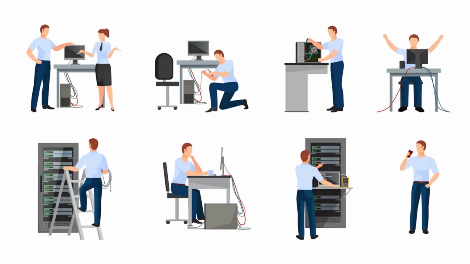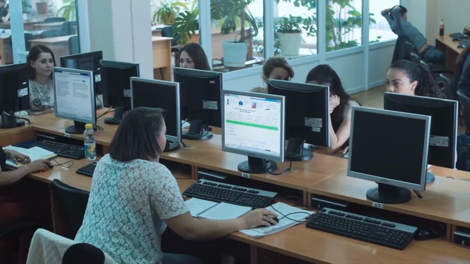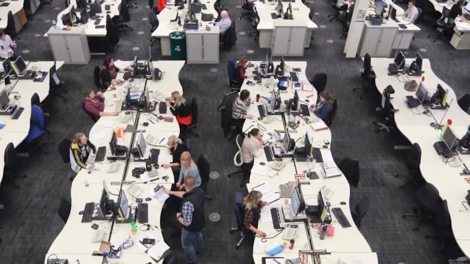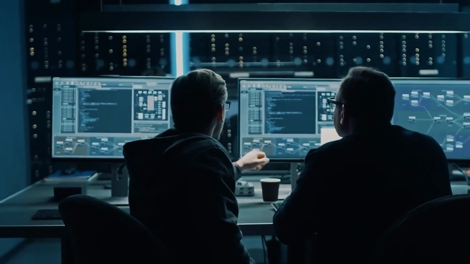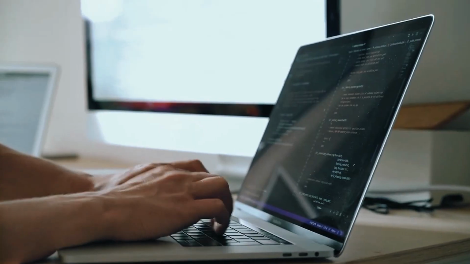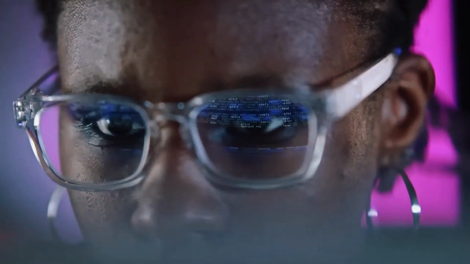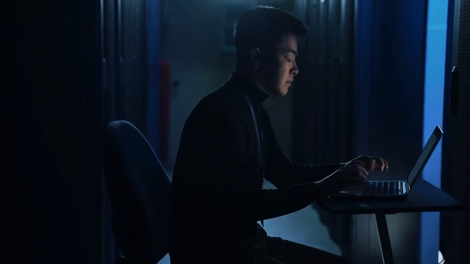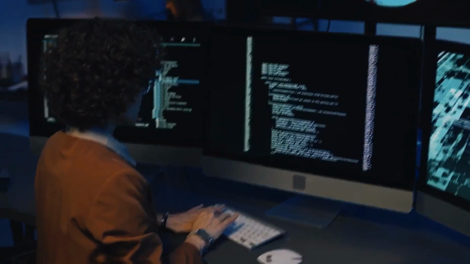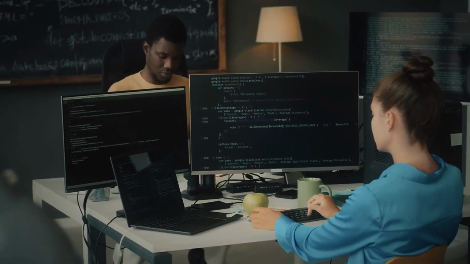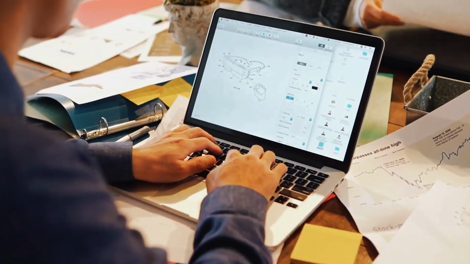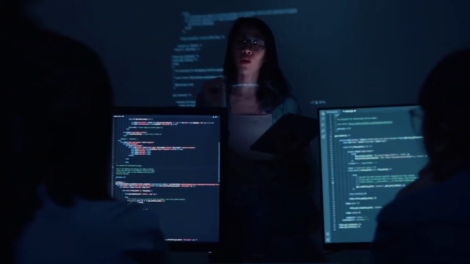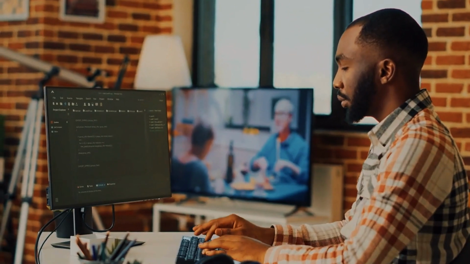Security is another major pillar of a sysadmin's responsibilities. With cyber threats constantly evolving, systems administrators must stay vigilant. They apply security patches, configure firewalls, monitor for suspicious activity, and implement best practices to protect systems from attacks. It's a continuous process, not a one-time task. The question they constantly ask themselves is, where could this system be vulnerable, and how can we strengthen it before someone exploits it?